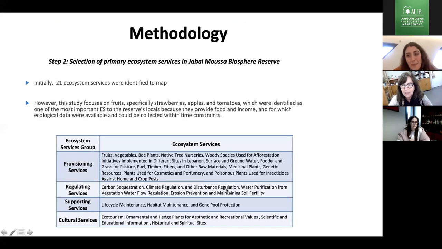The second step in my methodology was selecting the primary ecosystem services in Jabal Moussa. When I initially started my study, I was able to identify 21 different ecosystem services in Jabal Moussa, as shown in the table below. However, this study is mainly going to focus on apples and tomatoes because it was evident that these ecosystem services were very important to the locals since they were a means to food and income, and ecological data was available and could be collected despite several constraints and limitations due to COVID, lockdown, and so on.